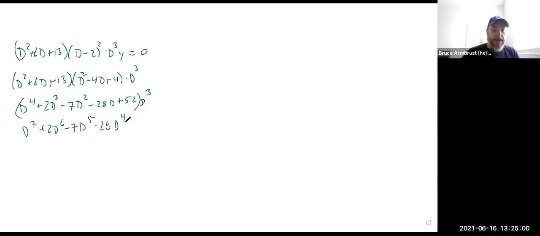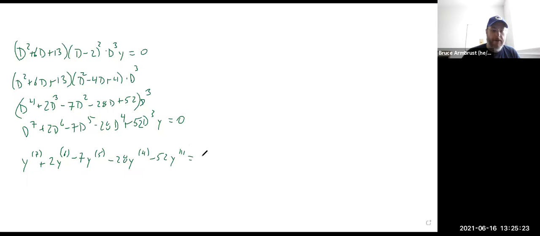I'm just doing the algebra here for you guys to see what this is going to look like. So this translates to 7th derivative plus 2 times the 6th derivative minus 7 times the 5th derivative minus 28 times the 4th derivative minus 52 times the 3rd derivative equals 0. So had it been written out the way that we normally would see it, it would have looked like this.